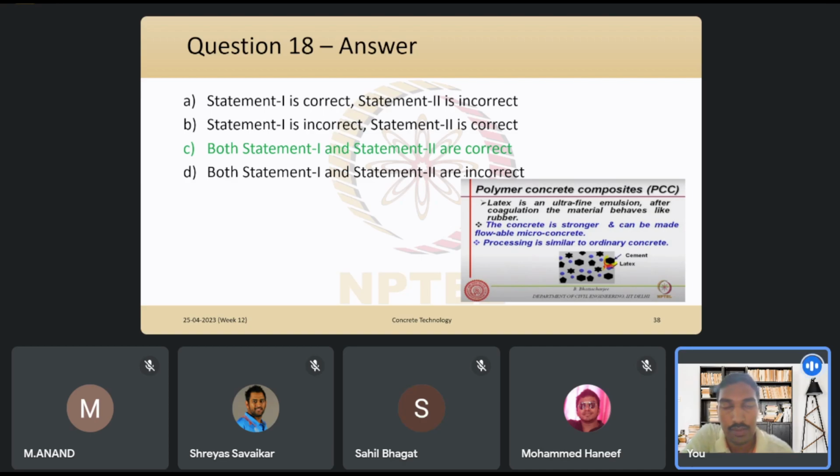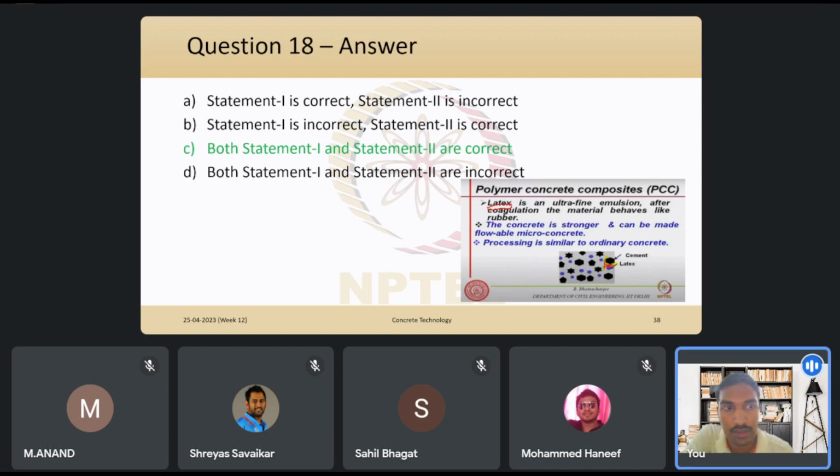Right, so here we are talking about polymer concrete composite. So we looked at different examples. Right? This was also one of the special types that we discussed in the fourth lecture. So one such example that we looked at was the material latex, right? So this is one example. Where this is an emulsion, so which means it's like an ultra fine emulsion, so it will be suspended in a solution, right?